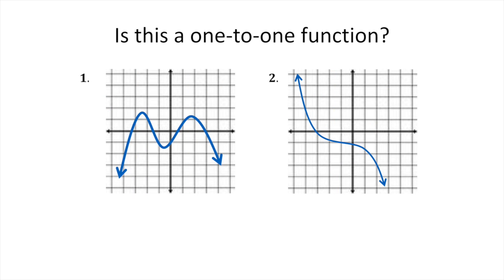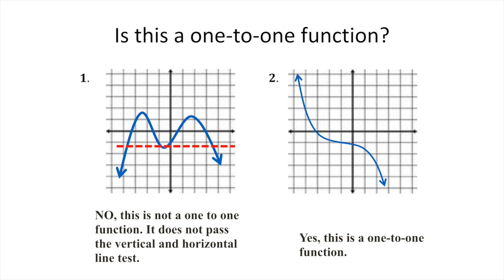But I want you to try both of these, so go ahead and push pause on the video now. Write down whether it is or is not a function, and then come back and push play. Check your answer here. Number one was not a function. If we drew a horizontal line, it does not pass that. Number two does pass the vertical and horizontal line tests. So this one, number two, is considered a one-to-one function.